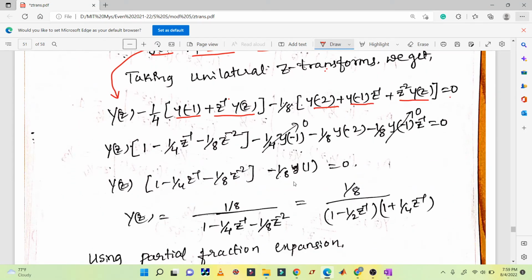Now you can see, after substituting you will get this as 1 minus 1/4 Z inverse minus 1/8 Z inverse square. Minus 1/4 into y of minus 1 will be 0 because this value is 0. Again here it is 0. So after substituting you will get minus 1/8 into 1. If you take this on the other side, it will become 1/8 divided by this term. So we will get the final answer as this one.